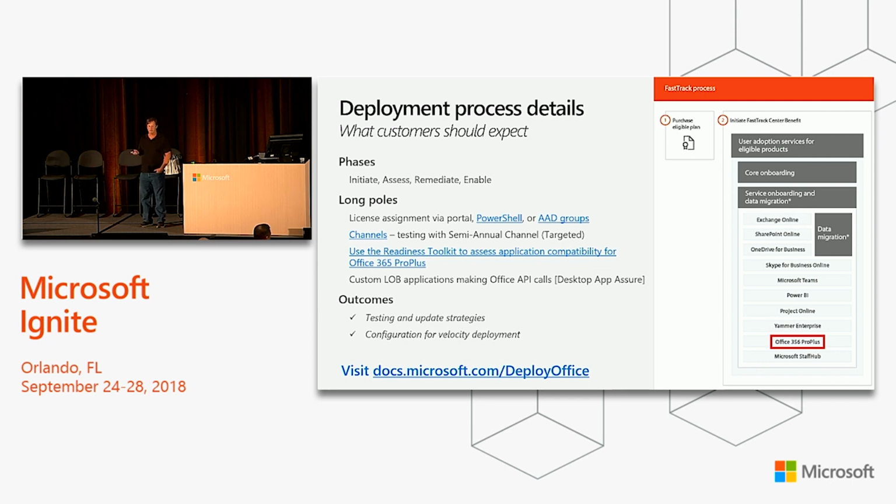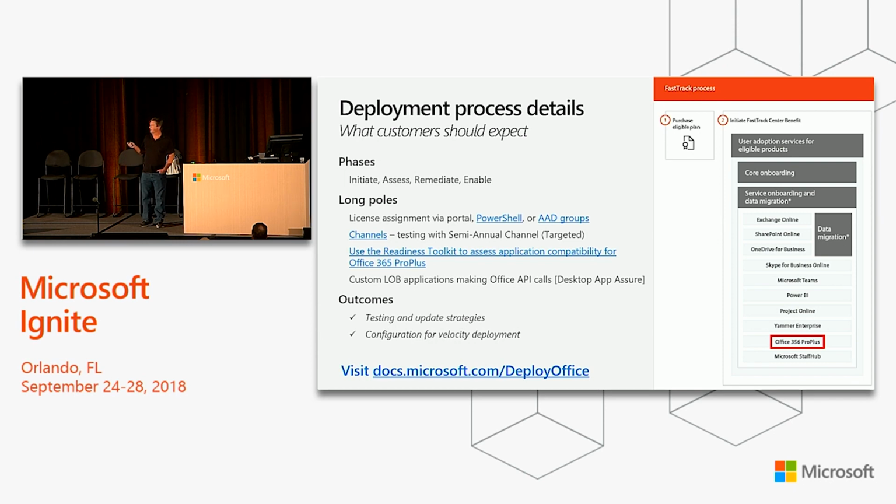Okay? Within that, we also have the remediate. Is there something broken in the environment that's going to prevent us from actually getting the service rolled out? So we'll work through to correct it. And last, enable. This is where we want to get to. So we want to have velocity deployment. We want to get everyone hooked up so that they can move as fast as possible. So that's what we're talking about.